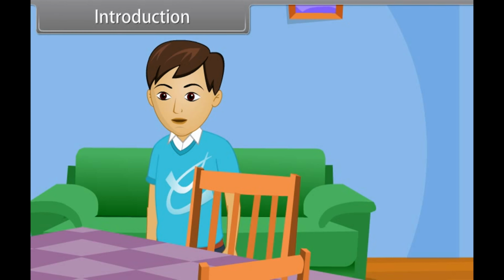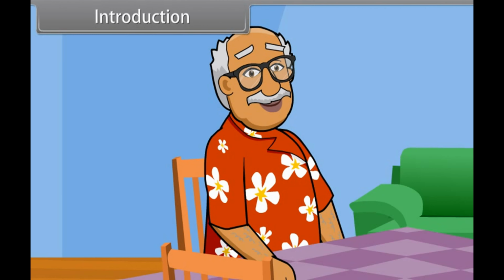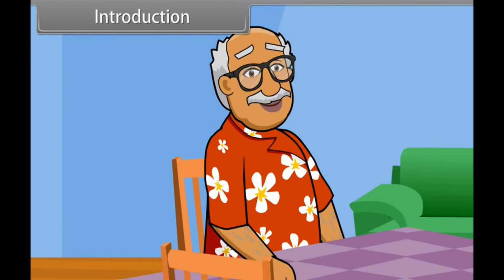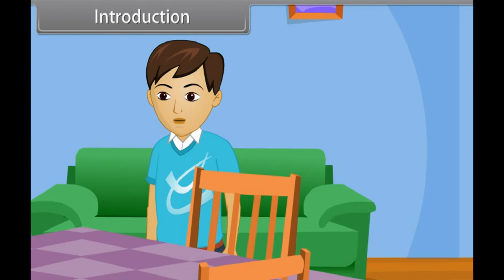I'm good, Grandpa. I want to ask you something. Sure, ask me. How do the specs help you to see clearly? Actually, in the specs, the lenses are fitted with correct measurements. And with the help of them, I can see this beautiful world. Can you tell me more of it?